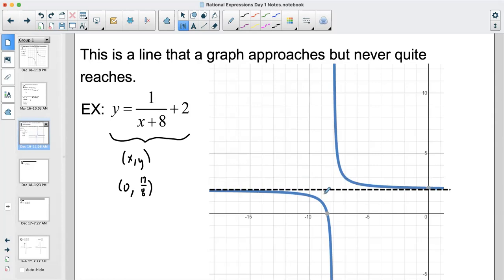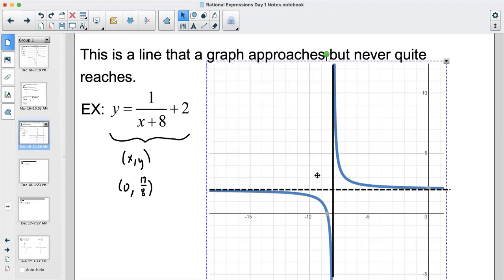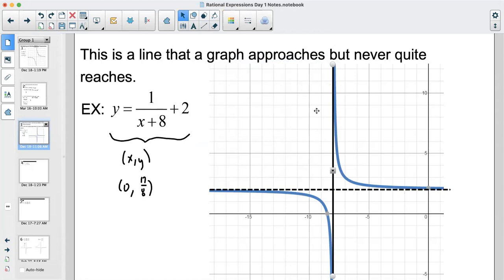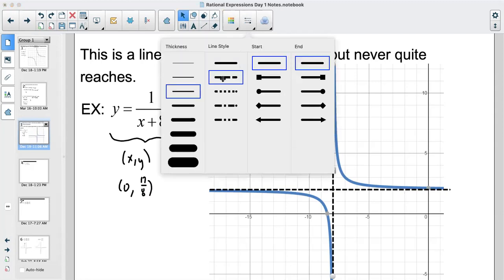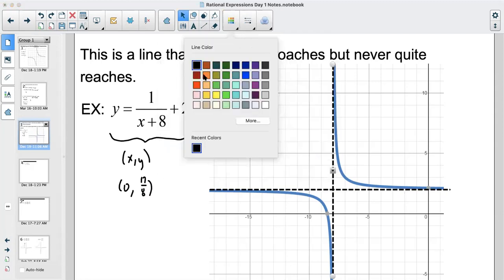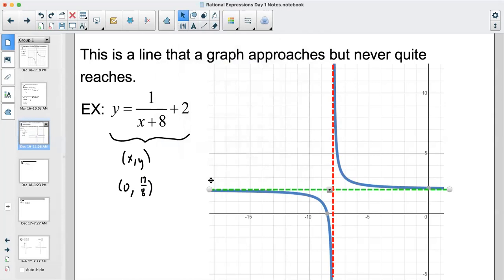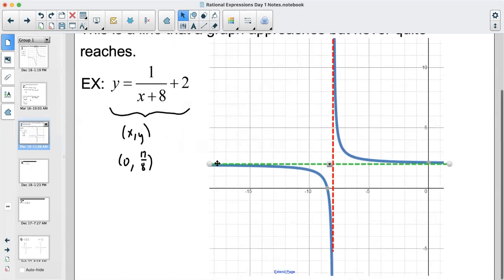But none of the points on the asymptote are actually a part of the function. So we usually draw it with dotted lines. That's what I'm trying to say. And this one has 2 asymptotes. Maybe you can see. I'm going to draw one. I'm drawing both dotted. I'm going to draw one in red and one in green so we can distinguish between the two of them. And there are 2 asymptotes to this graph.